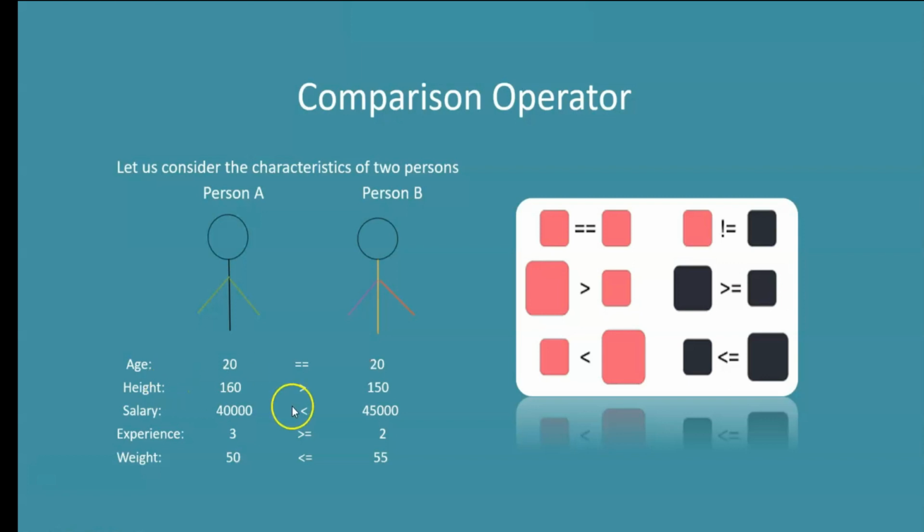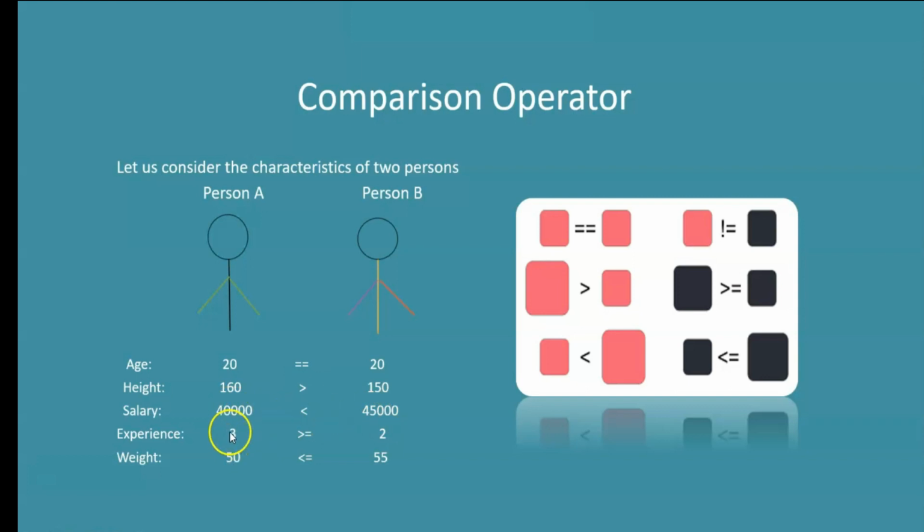Coming to greater than, the height of person A is 160, let us take it as centimeters. So 160 centimeters is greater than 150. Of course, 160 is greater than 150, right? The condition is satisfied, which means in programming language you will get the output as true. And for salary, 40,000 is less than 45,000 for person B. True, right? So this operator is used to check whether one value is less than the other.